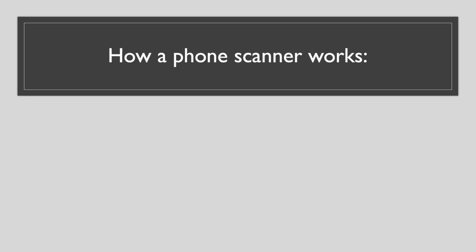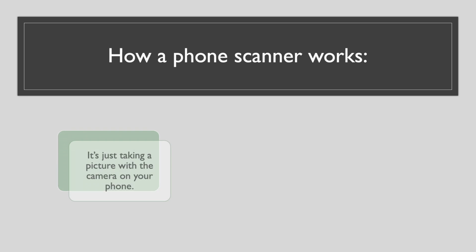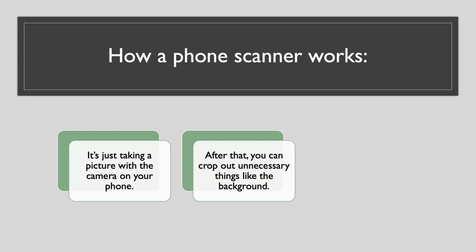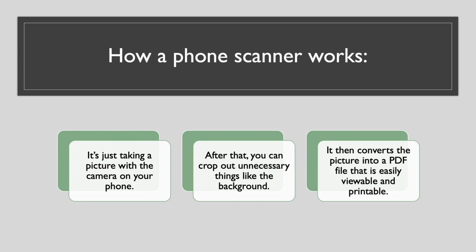So how does a phone scanner work? It's very simple actually. A phone scanner uses your phone camera to take a picture of whatever you need to scan. After taking the picture, it lets you crop out unnecessary things like the background or white space around the paper. Finally, it allows you to convert the picture into a PDF that is much more easily shareable and accessible than a typical picture format.